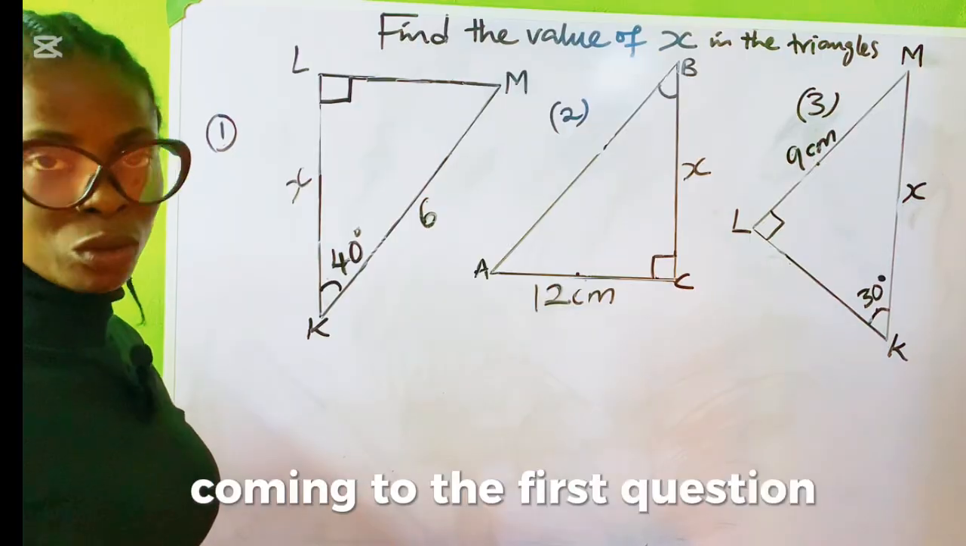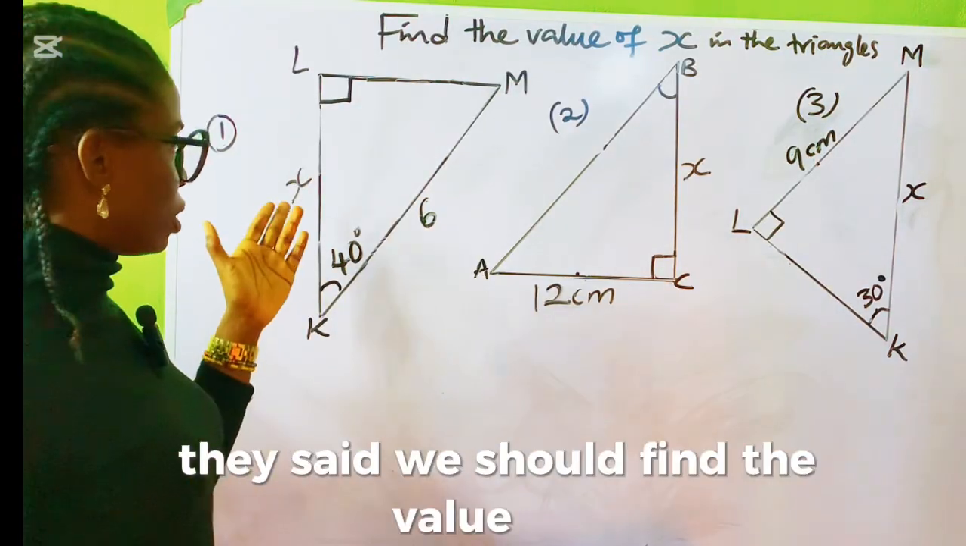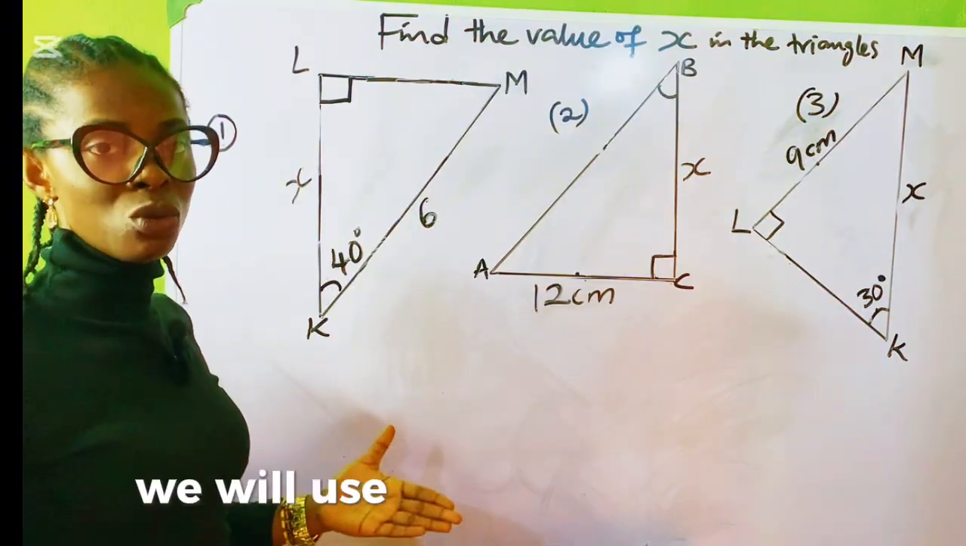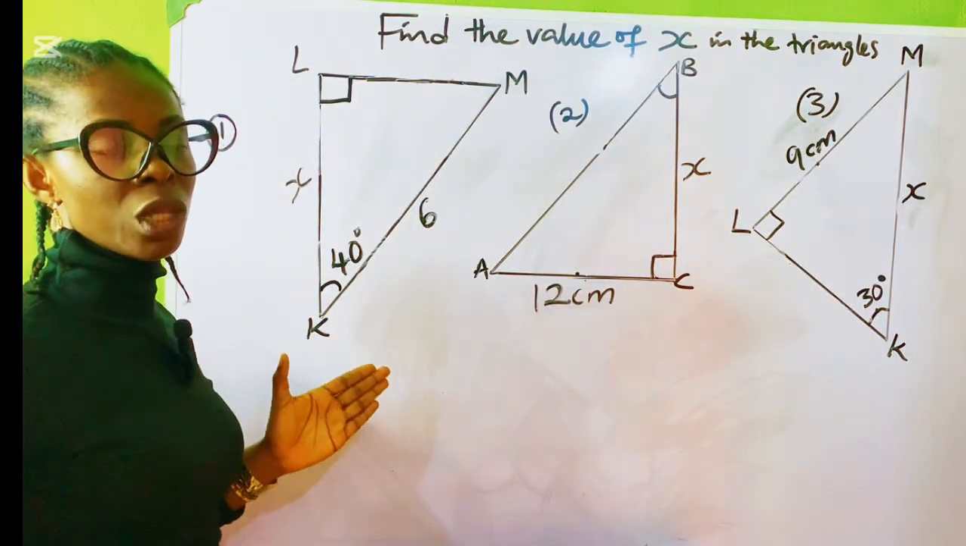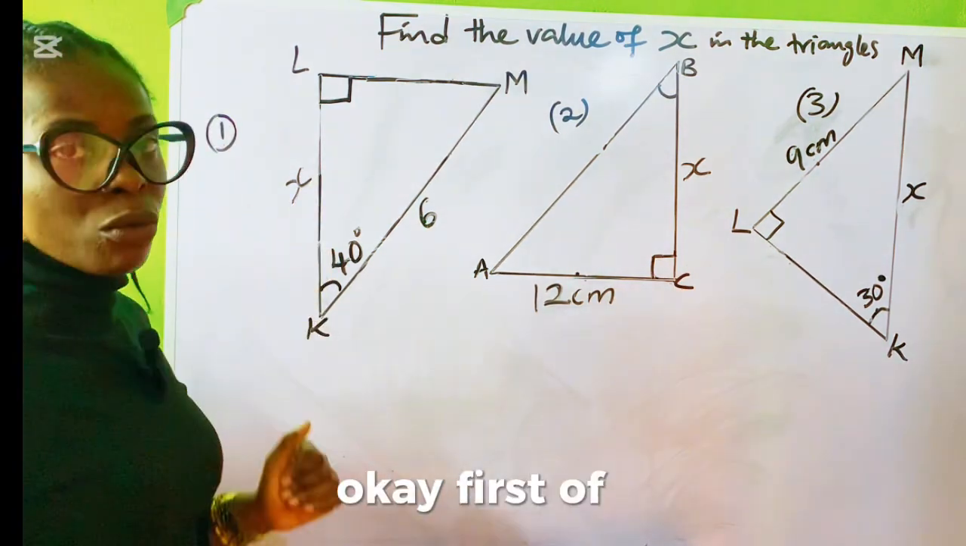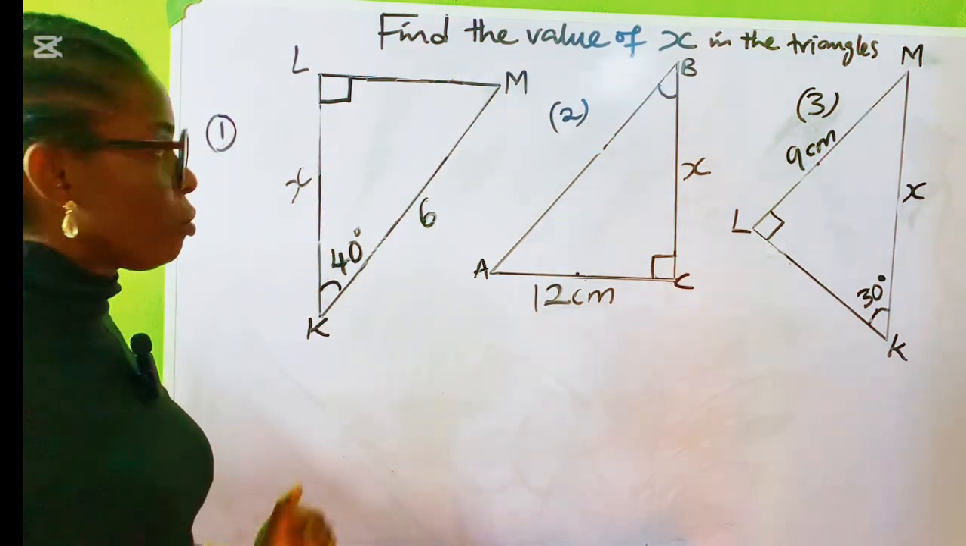Coming to the first question, they said we should find the value of x. And how do we know the particular formula we will use to find the value of x? Using the SOHCAHTOA method. First of all, you need to master the sides.